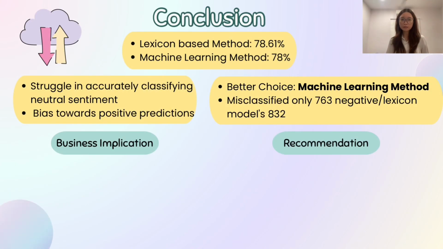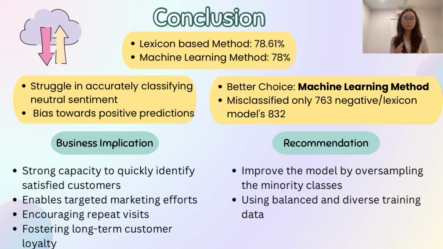In conclusion, both the lexicon and machine learning models achieve similar accuracy, 78.61% and 78% respectively, but they both struggle to accurately classify neutral sentiment and show a bias toward positive predictions. However, the machine learning model performs better overall, misclassifying fewer negative reviews, 763, than the lexicon method, 832.